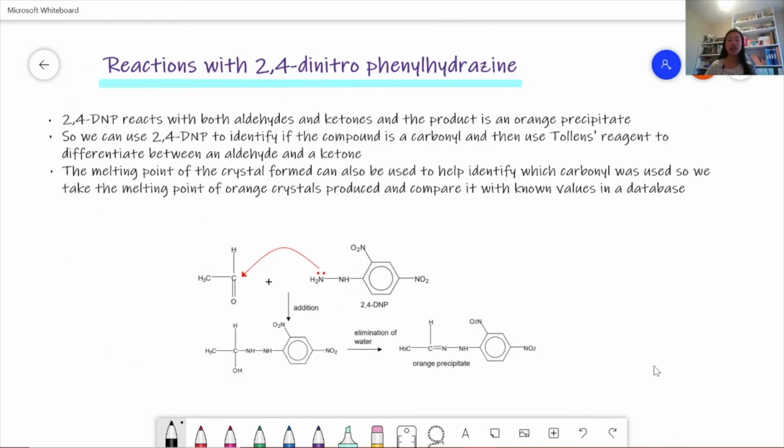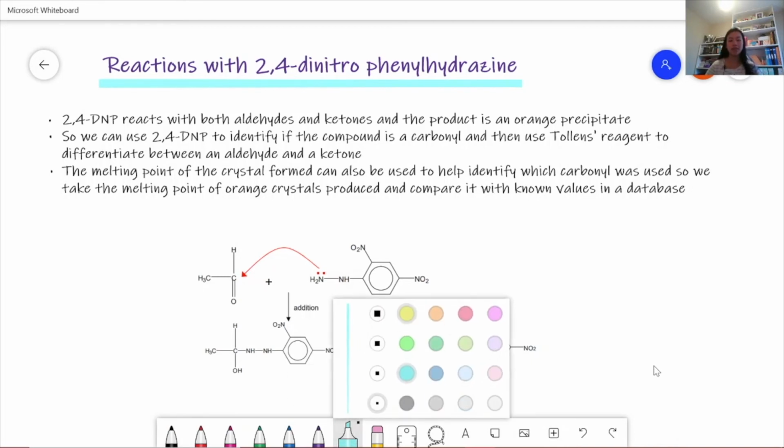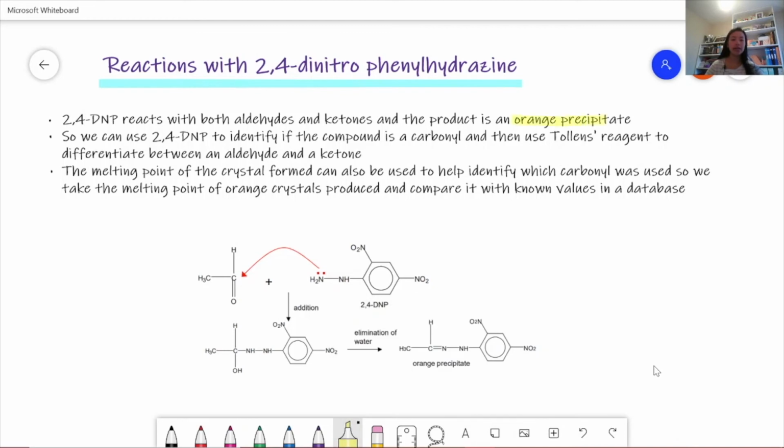Now we're going to look at the reactions with 2,4-dinitrophenylhydrazine. 2,4-DNP reacts with both aldehydes and ketones, and the product is an orange precipitate. This means that we can use 2,4-DNP to identify if a compound contains a carbonyl group, so contains the C double bond O group. If it contains this C double bond O, this is a carbonyl group.